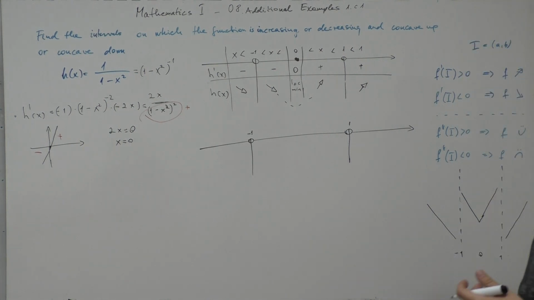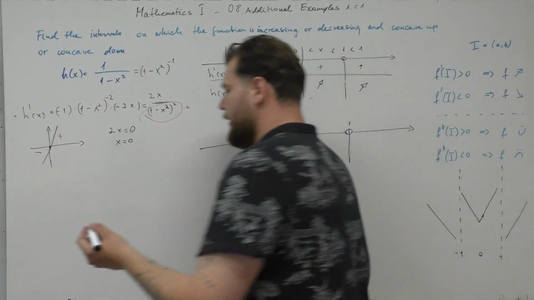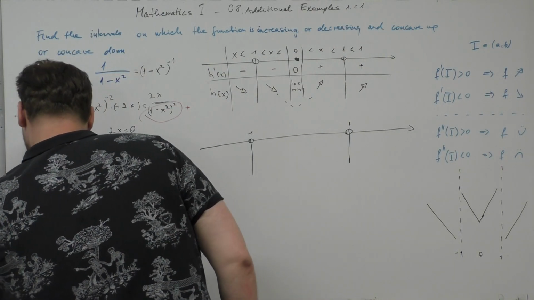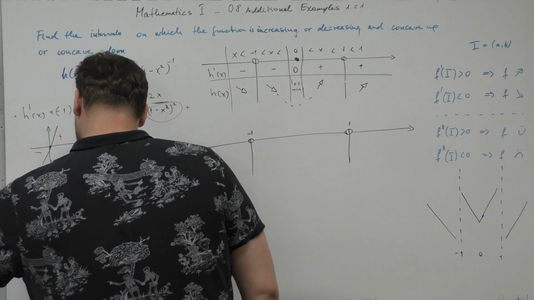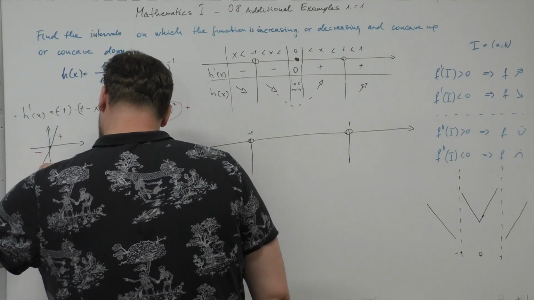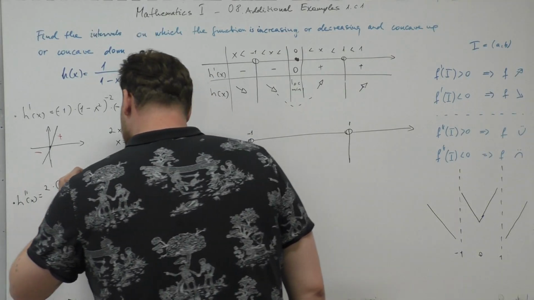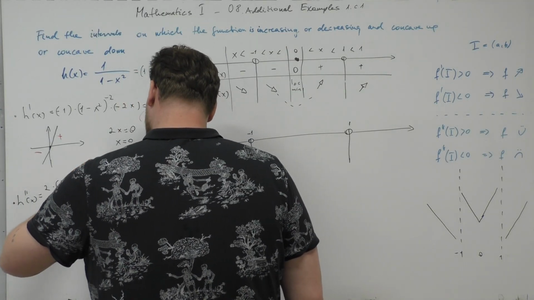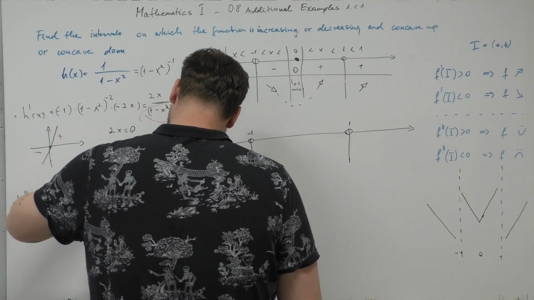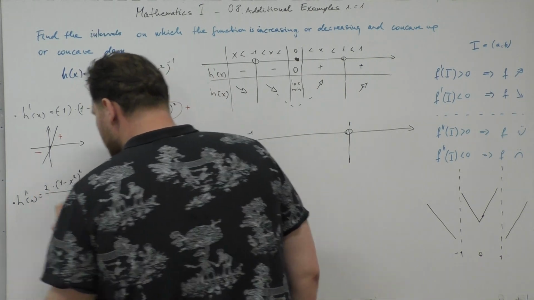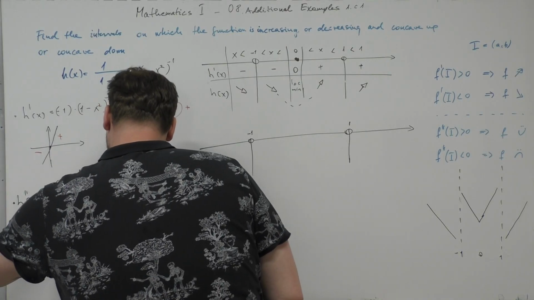Now we have to find the second derivative of the function. Since this is the first derivative, our second derivative is nothing else but 2 times (1 minus x squared) minus 2x times (1 minus x squared) times minus 2x over (1 minus x squared) to the power of 4.